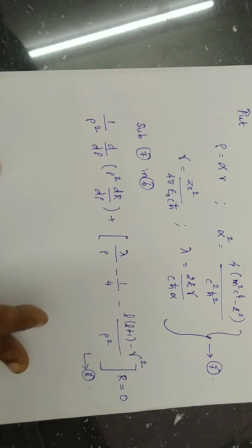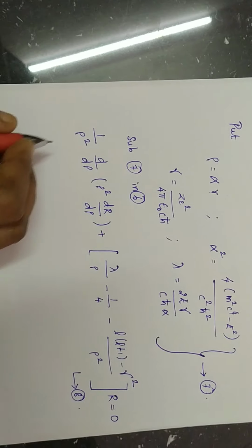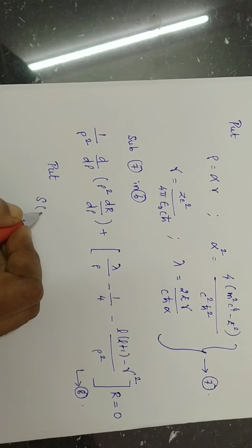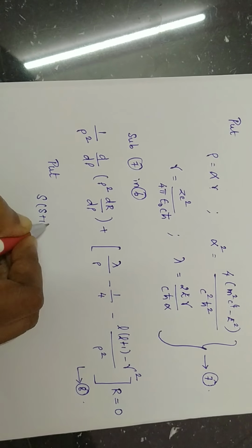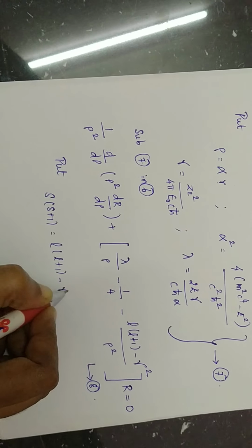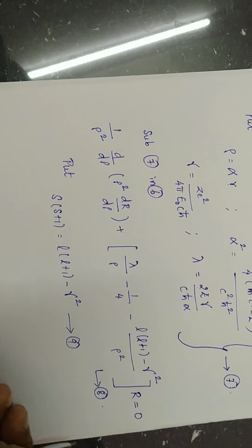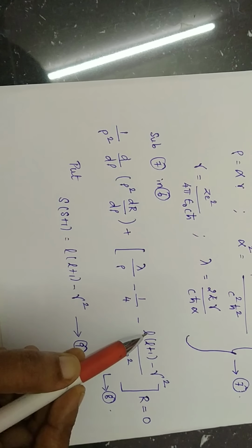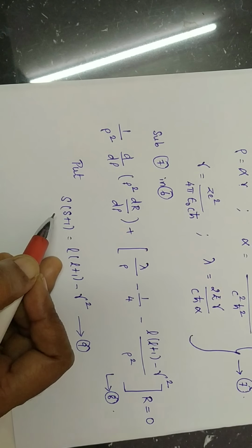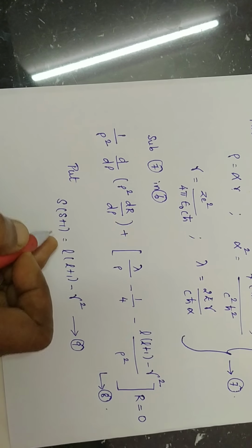So equation number 8 is upon the usage of these constants in equation number 7. And now again I am going to put s into s plus 1 equal to L into L plus 1 minus gamma square. I am marking this as equation number 1. So instead of this azimuthal quantum number, I am going to use the spin quantum number. Okay, orbital angular quantum number, I am going to write the spin quantum number.